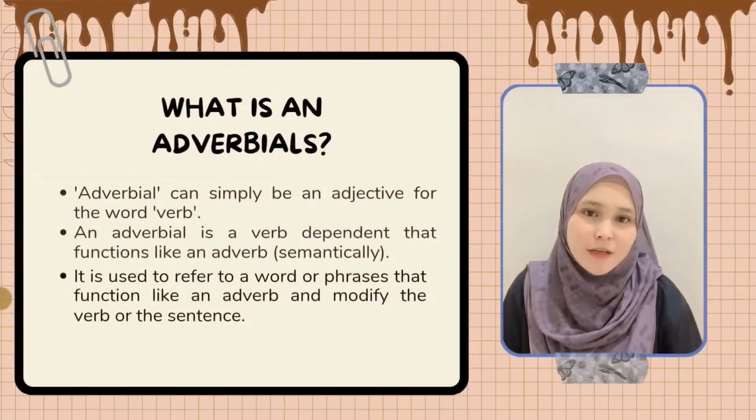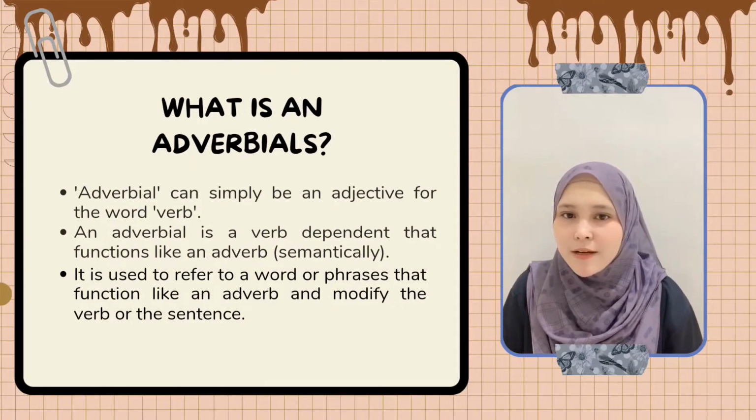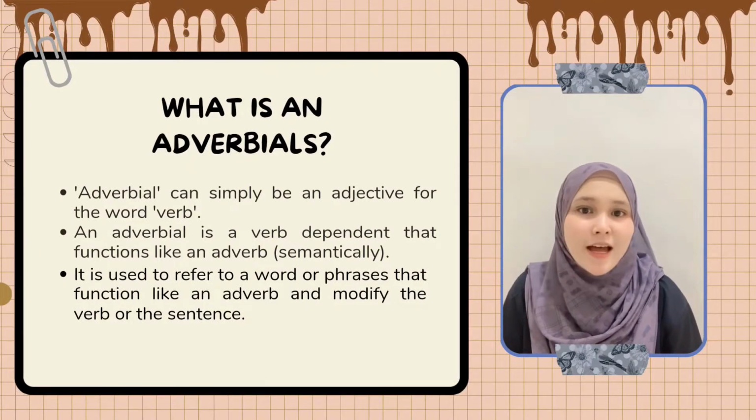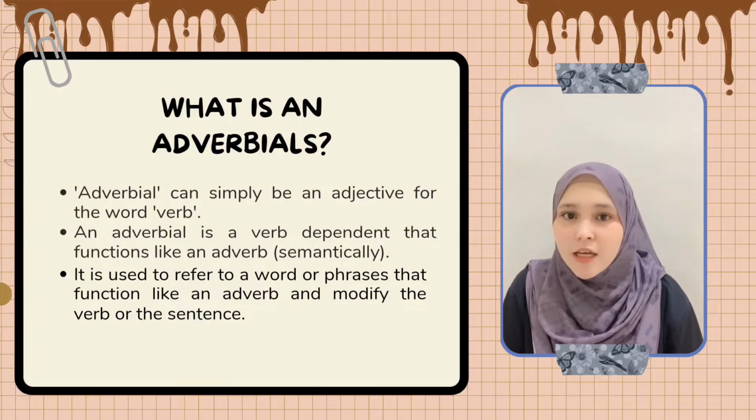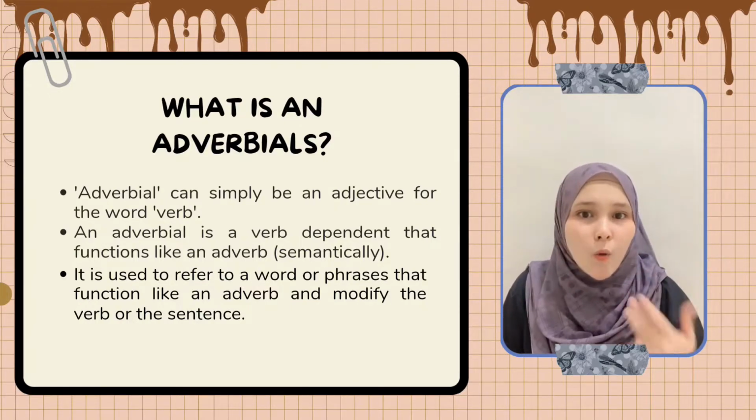The first topic will be about adverb bias. What is an adverb bias? Adverb bias is a word or phrases that help to explain about the verb. It can be either about how, when, where, or why the action is being done.